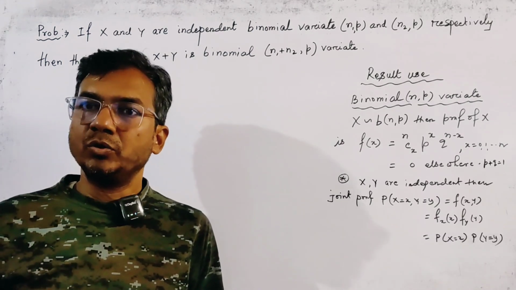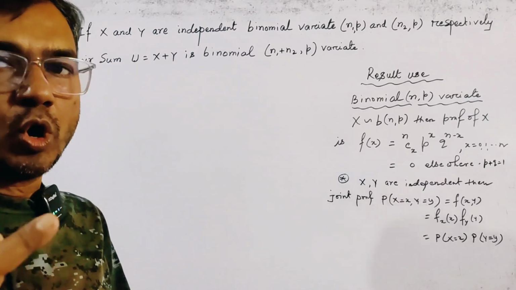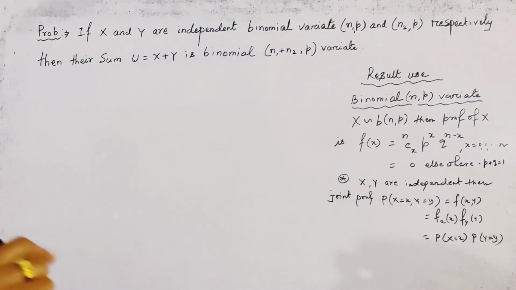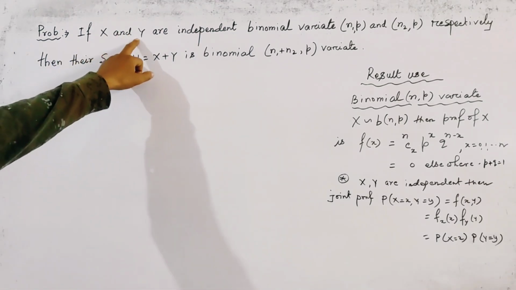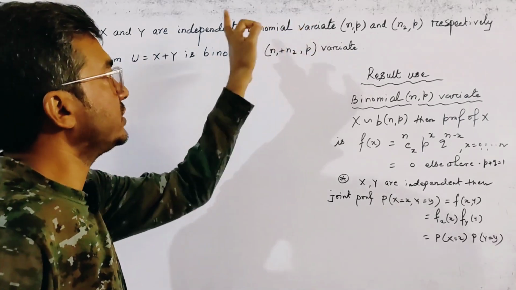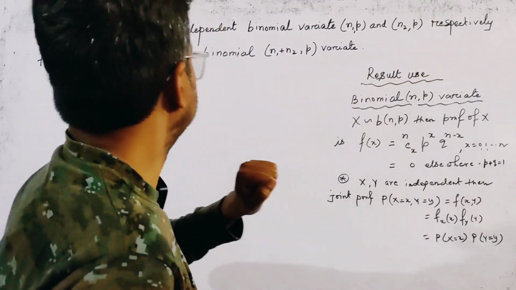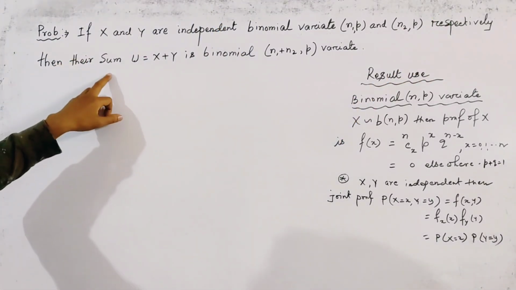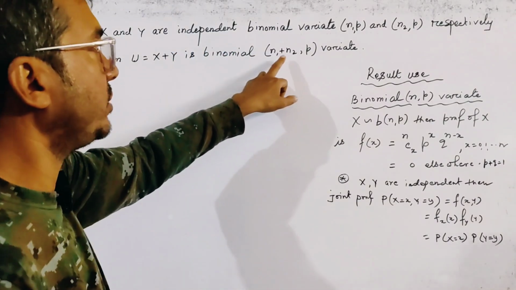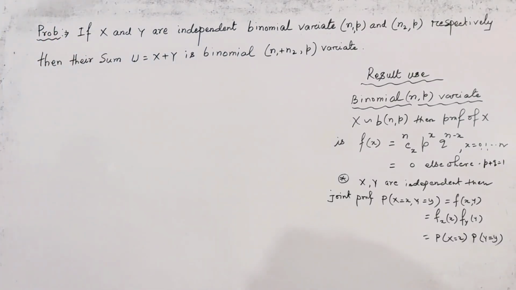In this lecture, we discuss the solution of an important problem of bivariate probability distribution. It says that if x and y are independent binomial variates, the first one is binomial (n1, p) and the second one is binomial (n2, p) respectively, then their sum, u, which is x plus y, is also a binomial (n1 plus n2, p) variate.